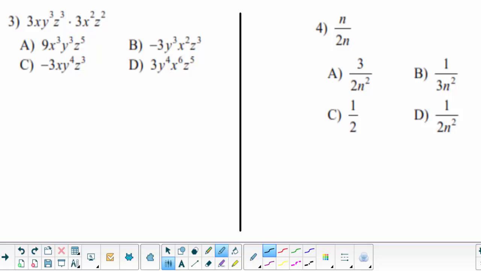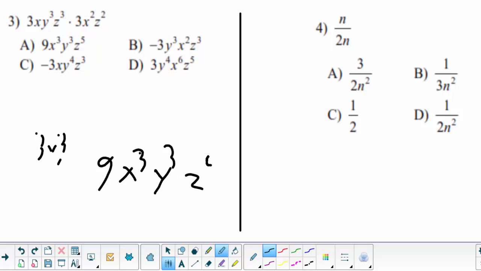So he's going to do the same thing here. He's going to multiply the coefficients together. So 3 times 3. And then we're going to see how many x's we have. So we have 1x and then 2 x's. So 1 plus 2 is 3. So you'd have an x cubed. And then we only have y to the third on the 1, so we'd keep y to the third. And then our z's, we got z to the third and z squared. So he adds them up to get z to the 5th. So the correct answer would be A. All right, keep going.